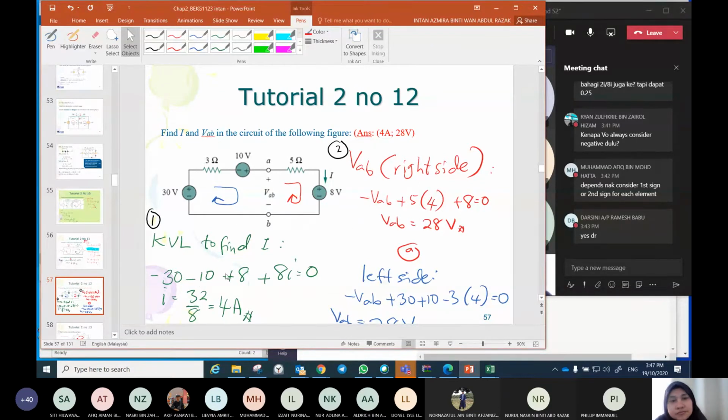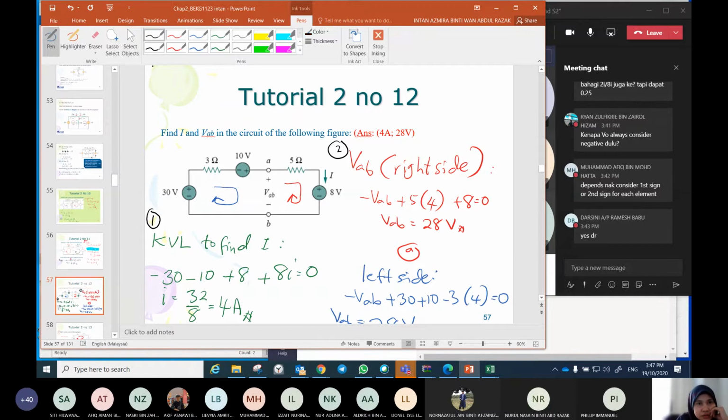I just combine all the voltage sources. This is a voltage source, and this is a voltage source, and then the rest is the voltage drop across resistors. So 5 plus 3 multiply with I, because V is equal to I R. This is the shortcut. You may write one by one. How to write one by one?